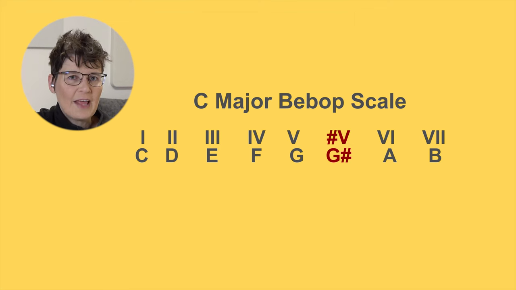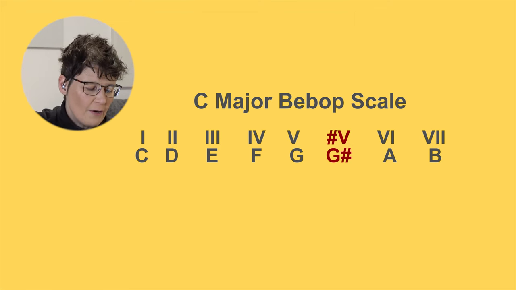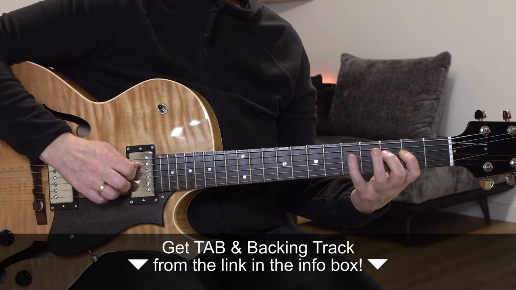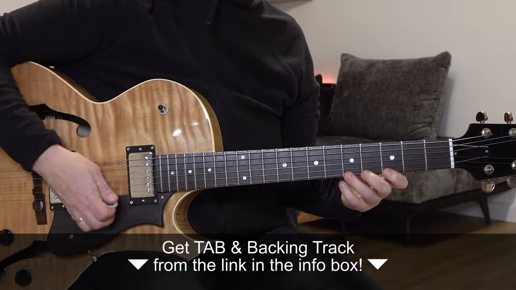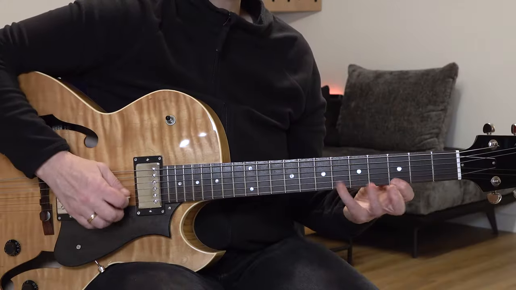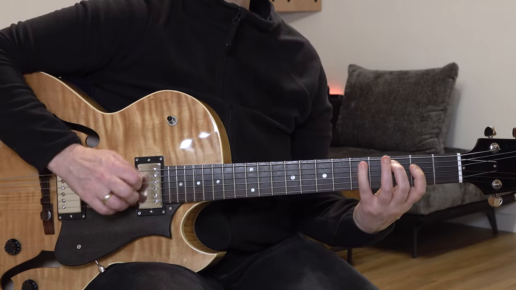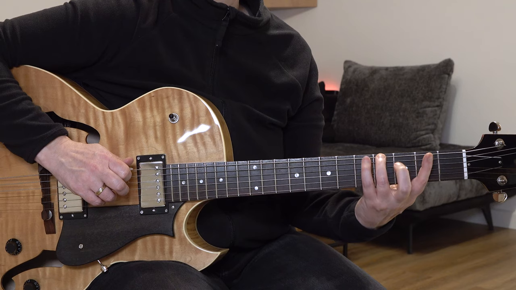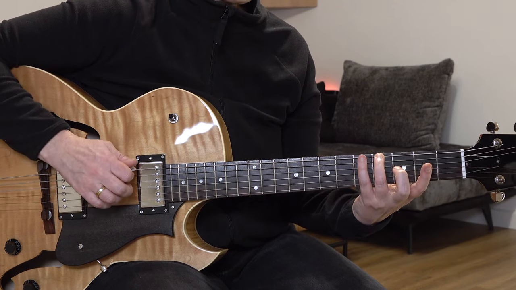And there's a reason for that that I'm going to be explaining to you later. But let's check it out first. We have a C major scale pattern here. This is what I call pattern 4 out of 5 that cover the entire fretboard. And now we add, between the G and the A, a G sharp. Let's start down here because that's the first time this occurs. G, G sharp. Here is your passing note, the bebop note.